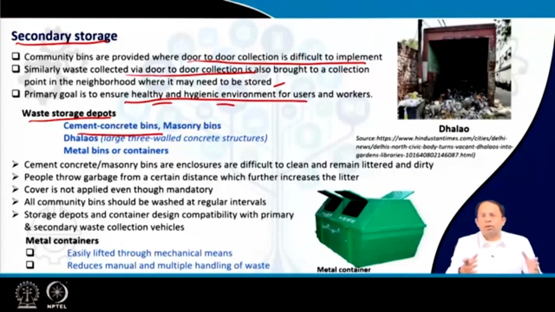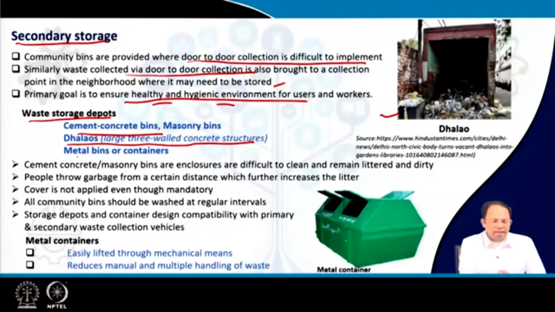So it's just an enclosure made of cement concrete, or a masonry enclosure where you create a small wall around a particular area and people throw garbage inside it. Or it is also something known as a dhalao, a large 3-walled concrete structure as shown in this picture. So it's like a small room and people throw garbage inside. And then there are metal bins or containers as you can see in this picture. So these are the 3 kinds of containers you see in these situations where people throw their garbage.